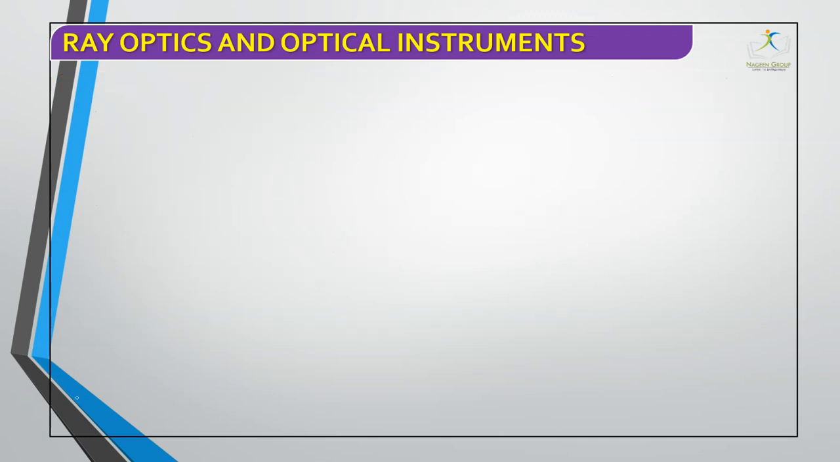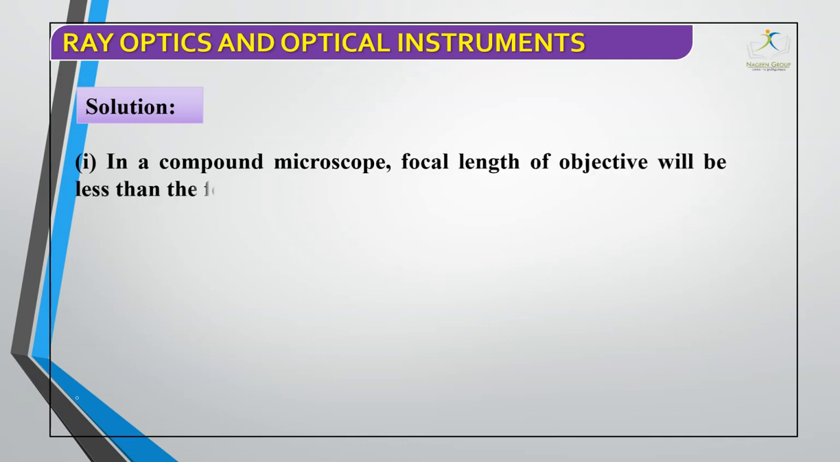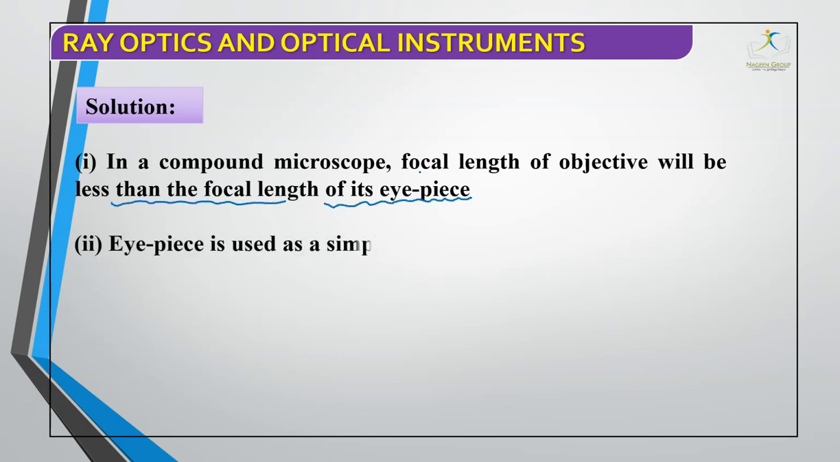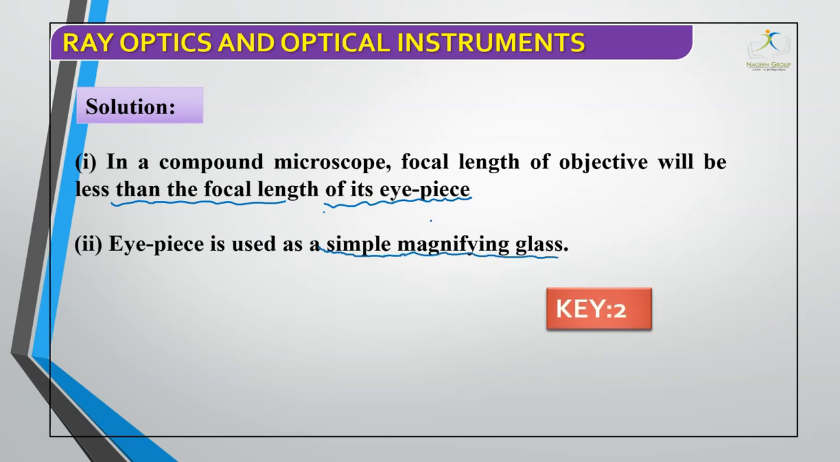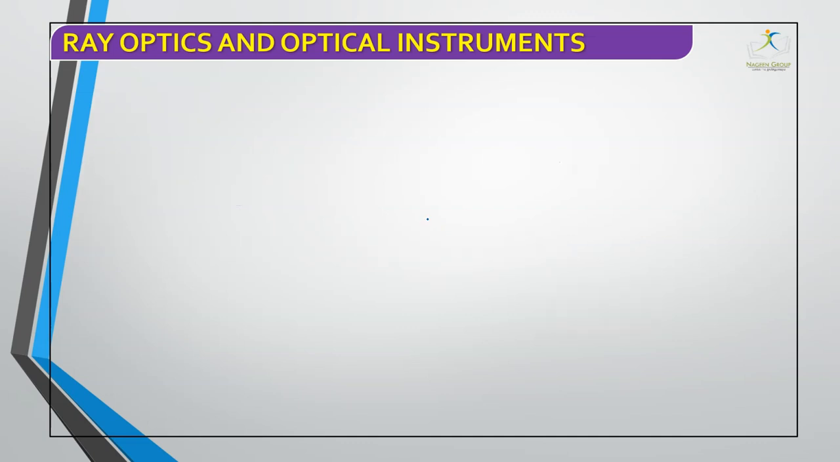So let's move on to the solution part. In a compound microscope, we know the focal length of the objective will be less than the focal length of the eyepiece. And second, the eyepiece is used as a simple magnifying glass also. According to this, the correct option is the second one.